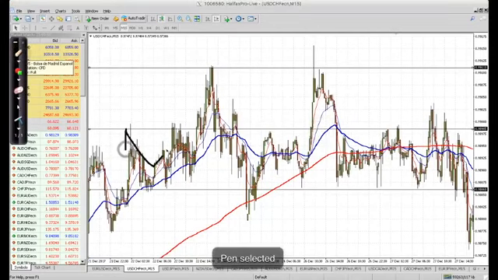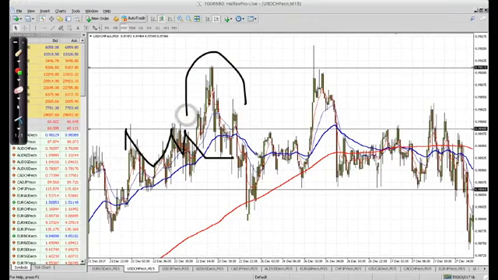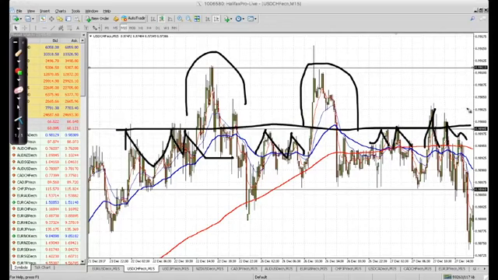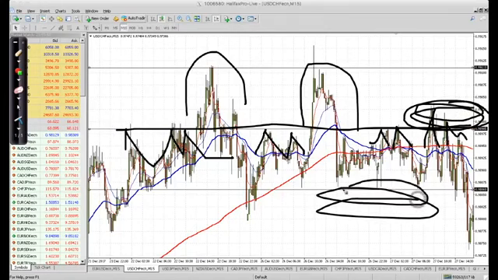So resistance, resistance, resistance. It broke above the resistance, then resistance again, broke above it, resistance again, and again. Very strong resistance levels. Tells you sellers were waiting there. Buyers were waiting there, okay?